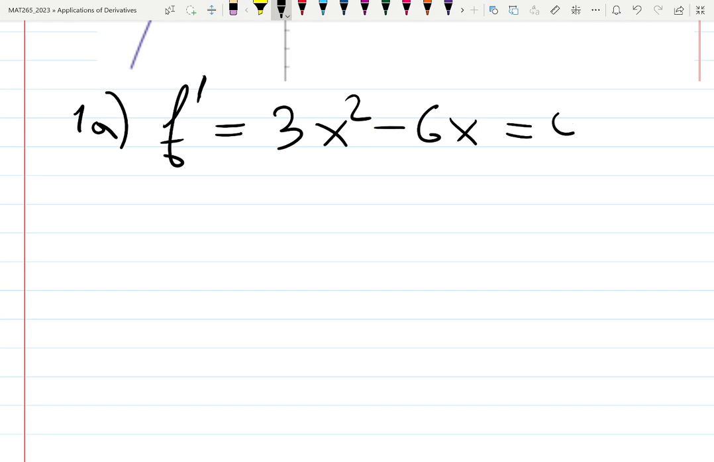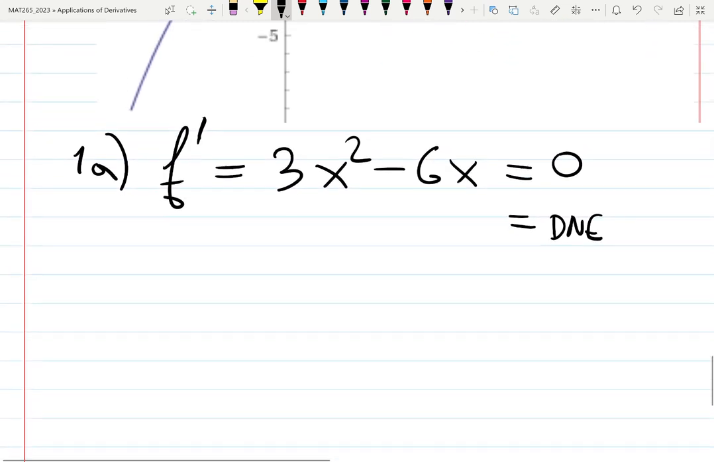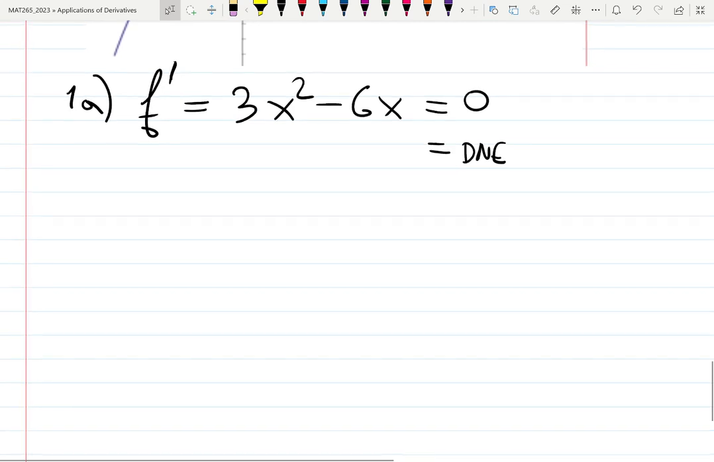And now you have to find zeros and DNEs. Can you double check? Do we have DNEs? Good job. No. How come? Because there's no denominator. There's no square root that can be negative inside of the square root. Polynomials are continuous everywhere. Polynomials are just very good functions. The one we had before actually also was continuous. So they're very good. There's none. No DNE points.